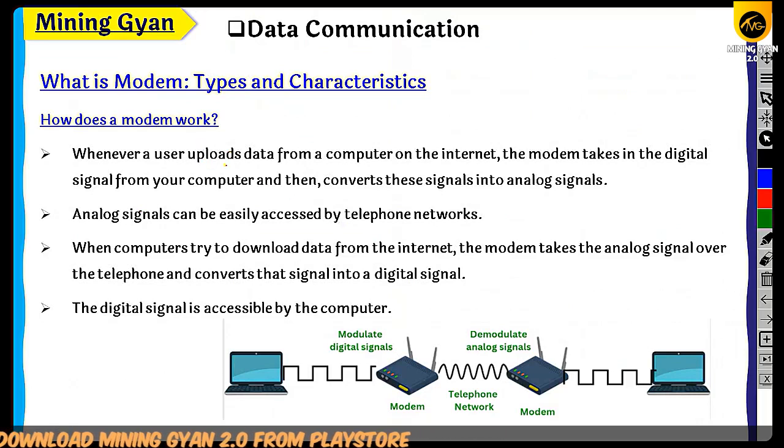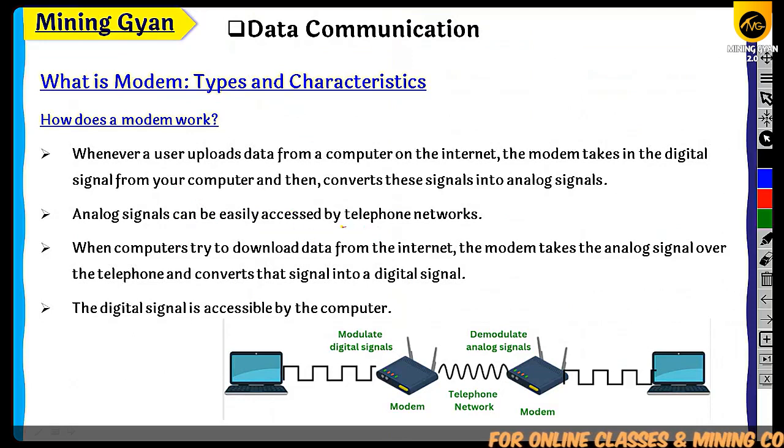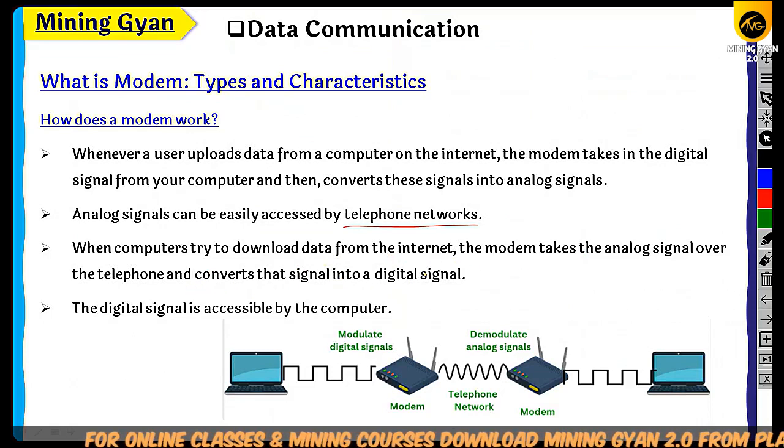Whenever a user uploads data from a computer to the internet, the modem takes in the digital signal from your computer and converts it into an analog signal, because the computer understands the binary form of 0 and 1. The analog signal can be easily carried by the telephone network. When the computer tries to download data from the internet, the modem takes the analog signal over the telephone and converts it into a digital signal.